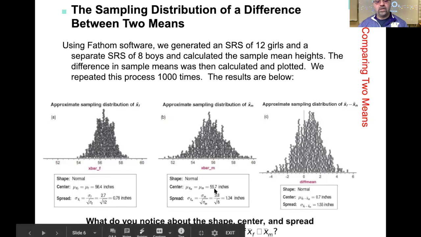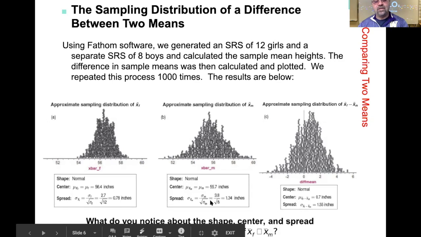And then for the boys, the center is the population mean. And the spread is, of course, the standard deviation over the square root of 8, because there's 8 in the sample. And then finally, if you want to find the mean, that's easy. You just subtract the two means.